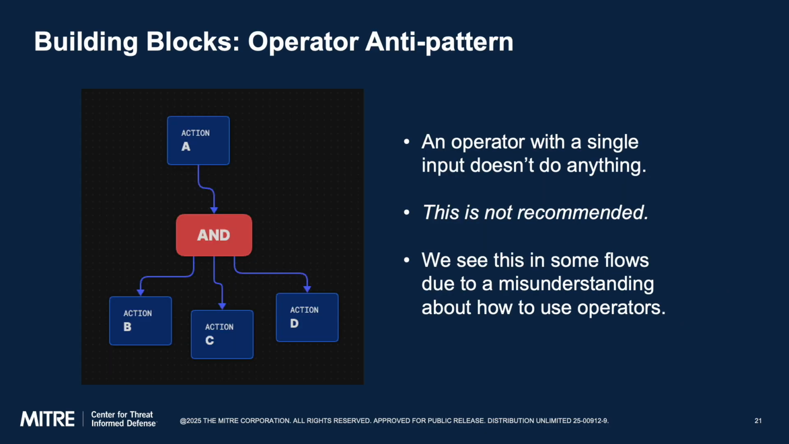Operators can be confusing for new users to Attack Flow, and I want to point out an anti-pattern that I've noticed in some of the flows. If you have an operator with a single input, then it doesn't do anything. We sometimes see users doing this due to a misunderstanding about operators, wherein they think that in order for A to point to multiple outcomes, B, C, and D, an operator is needed to create multiple outcomes. But it's actually totally legitimate and preferred to directly connect A to B, as well as A to C and A to D in a situation like this.